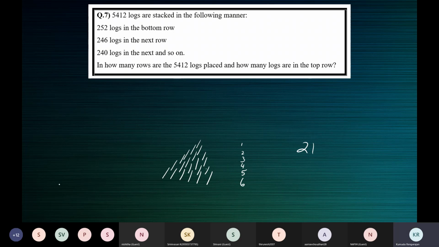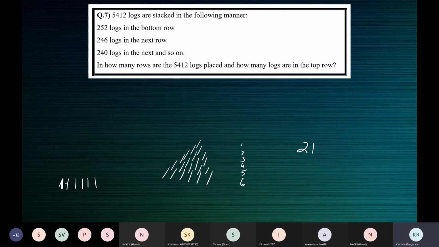Then how do we arrange them? In the bottom row we place 6, because it should form an AP. The way you stack them, the number of logs in each row should form an AP. So we go like this. We place 1, 2, 3, 4, 5, 6 logs in the bottom row.